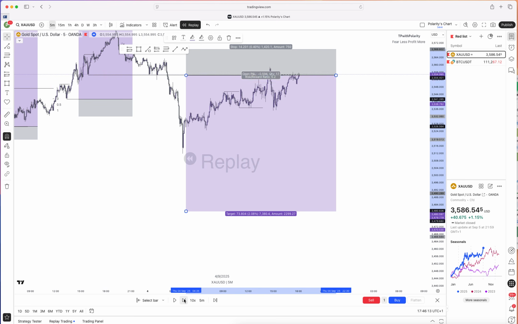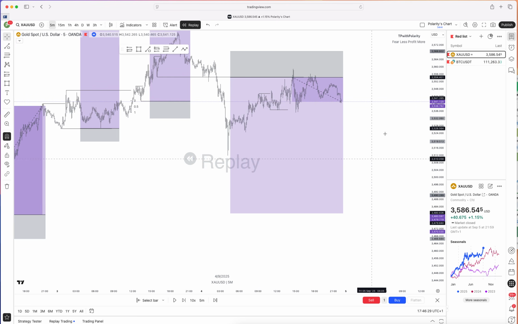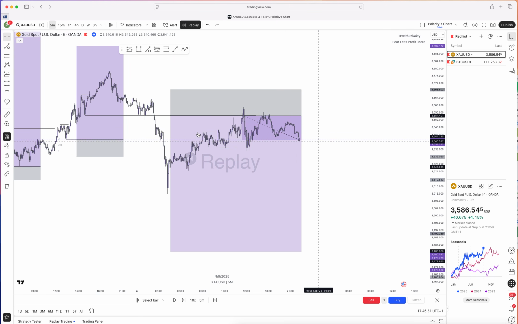Then price reversed to my entry. So it was getting to my no trading zone. This was getting to a new day. So I had to close at about 1:1. Do you guys get now? Are you guys paying attention?